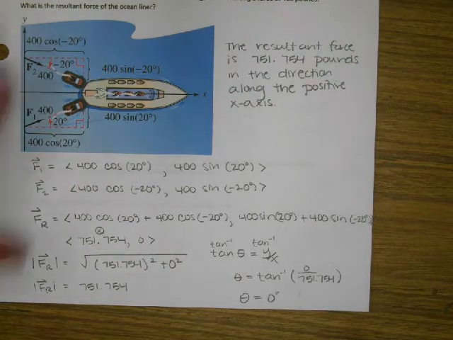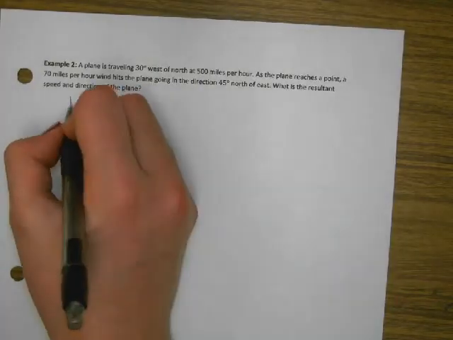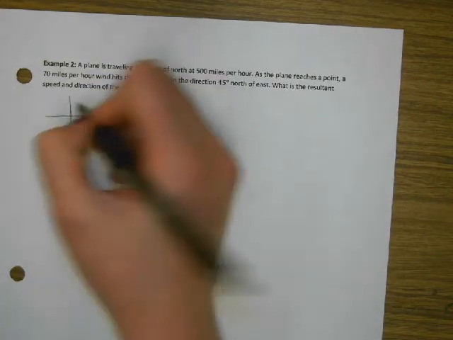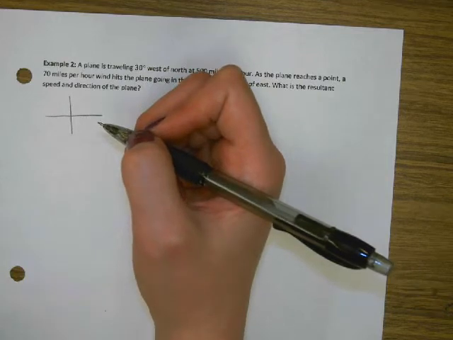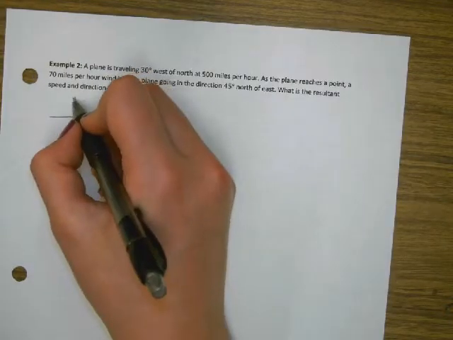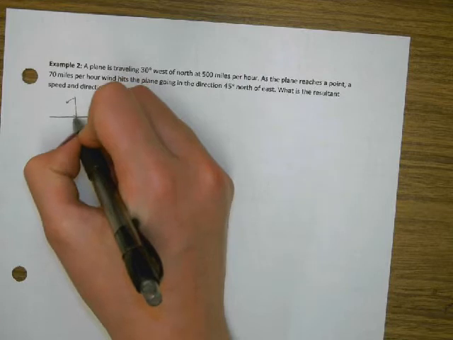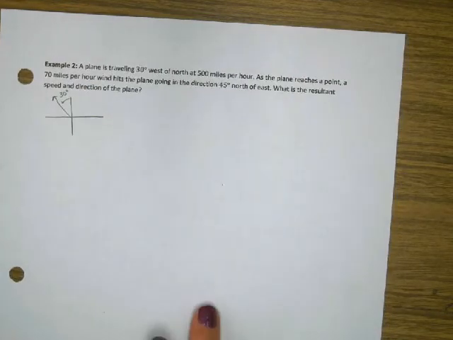Okay, so we're going to go ahead and do another story problem like that. Here it says we have a plane traveling 30 degrees west of north at 500 miles per hour. So we're going to run into this sometimes where the problem does not have an angle written in terms of calculator measurements, but the angle is written in terms of a compass. And so we have to draw that west of north. You start at north and you go 30 degrees west. That's that angle right there. So on a compass, that's what that would be.